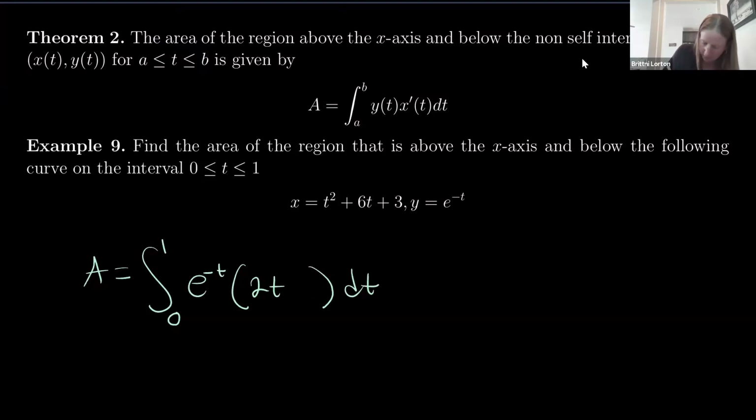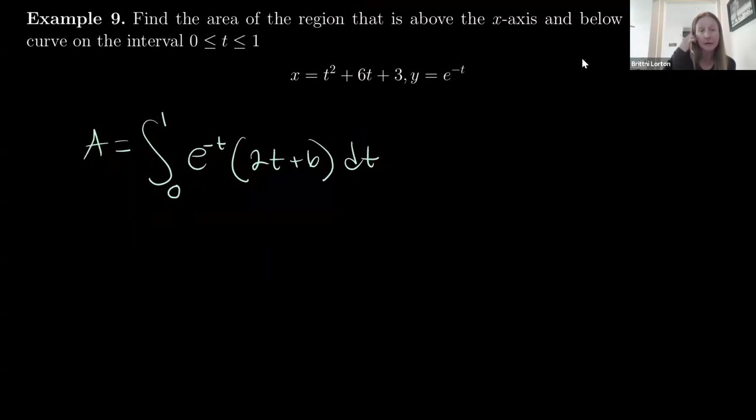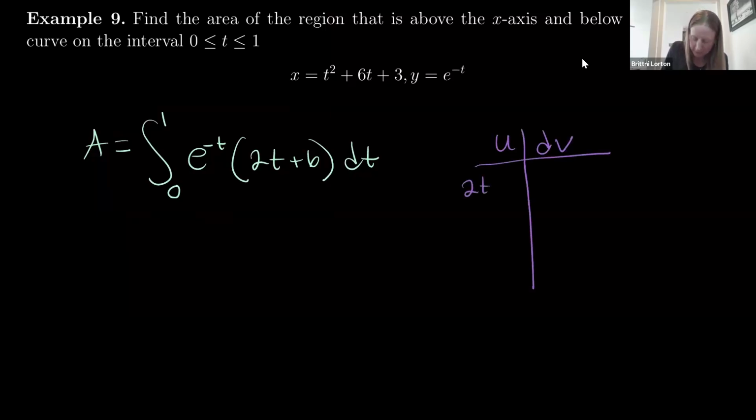Okay, maybe that was a little bit sloppy. I'll try to write that a little bit nicer. Where the derivative of t squared plus 6t plus 3 is 2t plus 6. That was just do the derivative. Now I'm going to do the integral of e to the negative t times this linear function. This is a product of exponential times linear. You should be thinking of maybe LIATE or integration by parts, or better yet, tabular method, where my u was 2t plus 6 and my dv was e to the negative t.